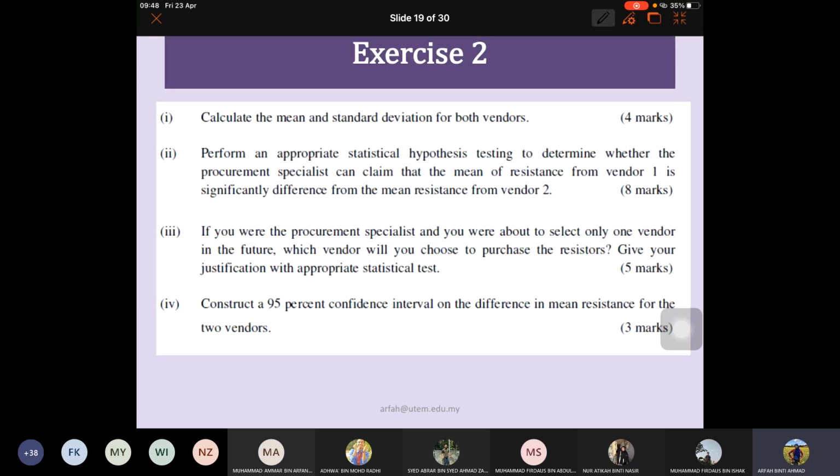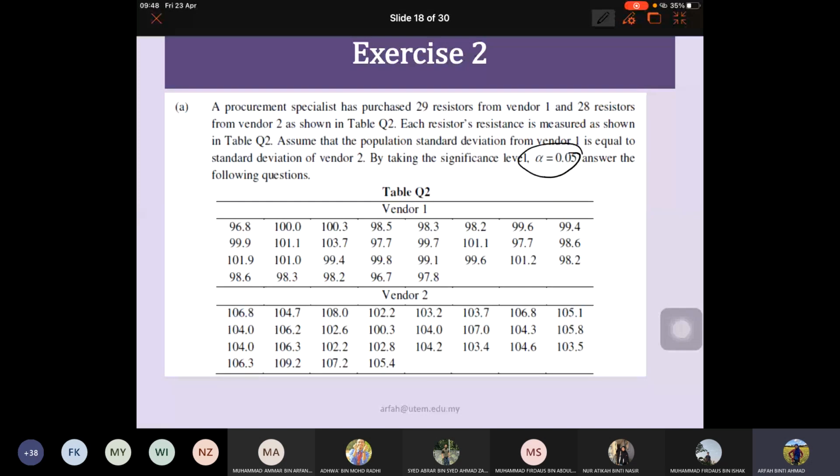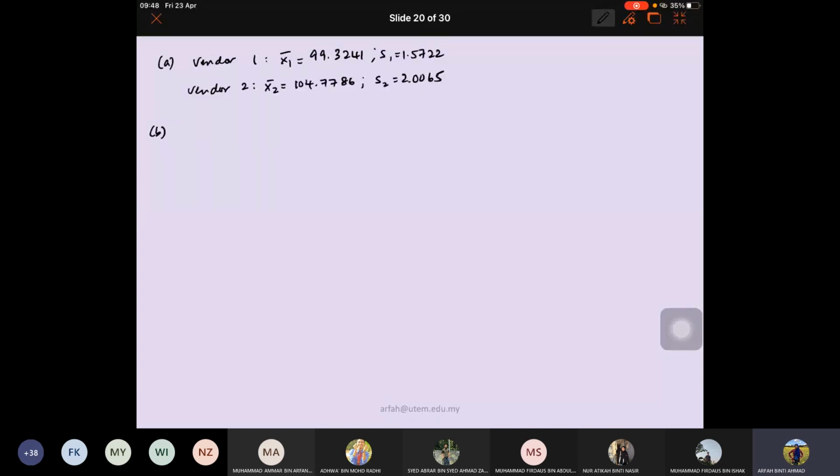So question B says perform an appropriate statistical hypothesis testing to determine whether the procurement specialist can claim that the mean resistance from vendor 1 is significantly different from vendor 2. So this is the hypothesis testing that we want to perform. And it says alpha equal to 0.05, sigma 1 equal to sigma 2, which is case 3. Okay. So earlier N1 equals 29, N2 equals 28. So for question B we want to perform hypothesis testing.